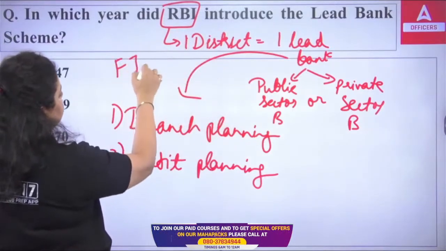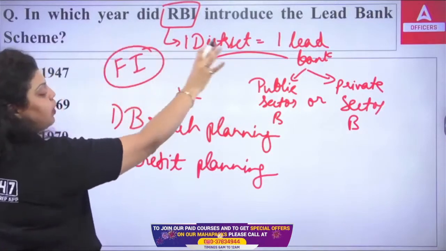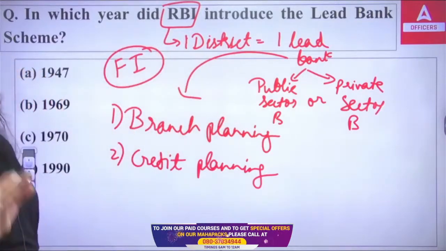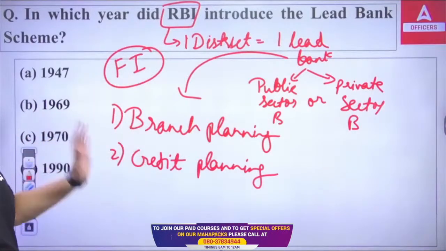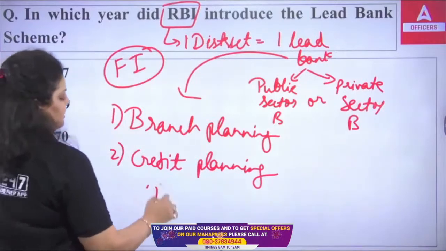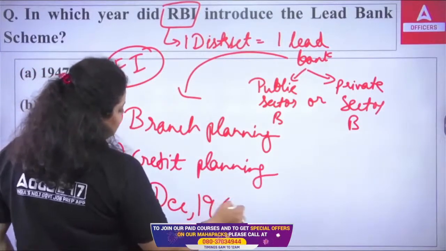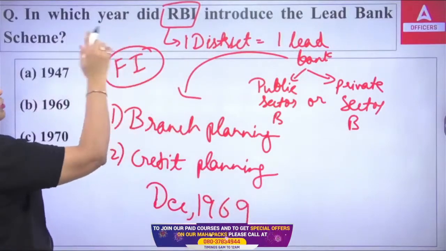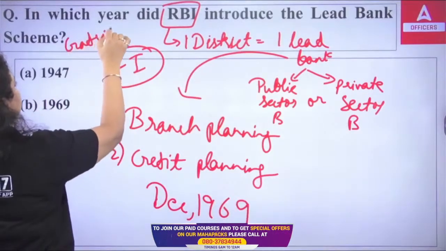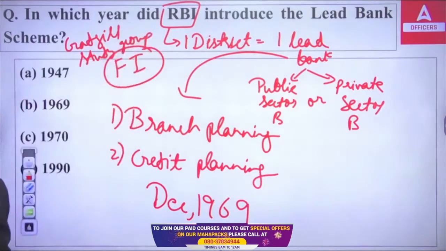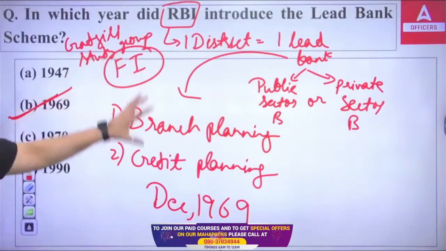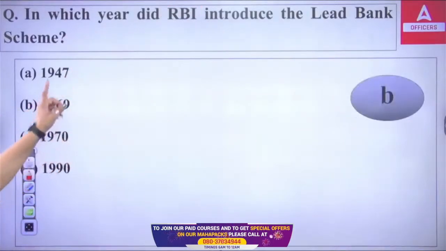So it is helping financial inclusion by having a particular lead bank in each district of the country. That district lead bank will be focusing on branch expansion and the credit plan. It was introduced in December, but in which year? In 1969. And the committee that introduced this was the Gadgil committee, or you can call it the Gadgil study group. Both can be answered. The right answer is 1969, and all these are the details about your lead bank scheme. So the right answer is B.